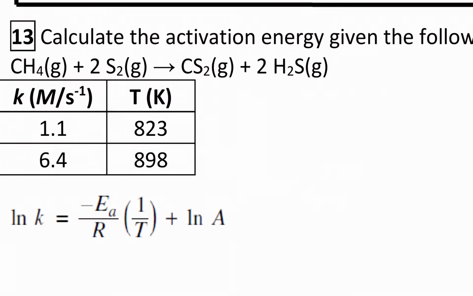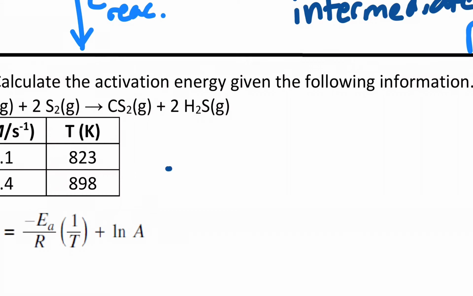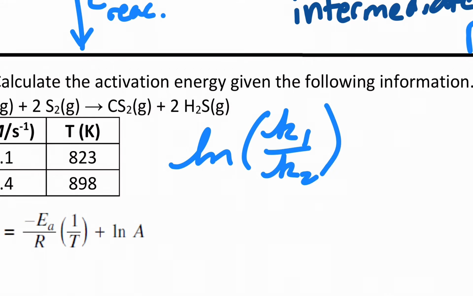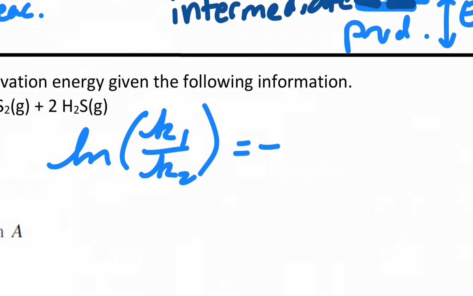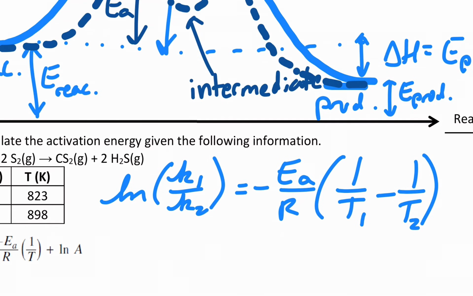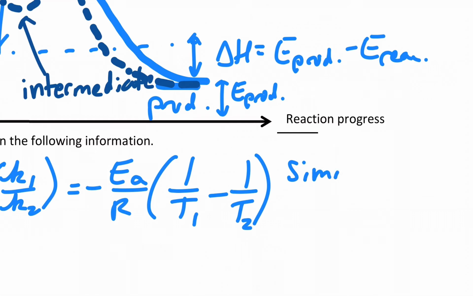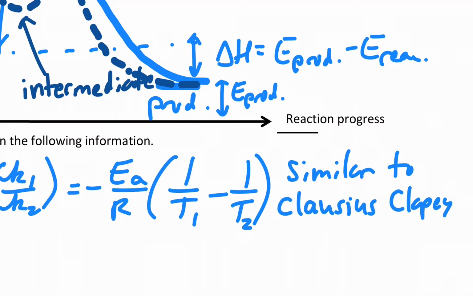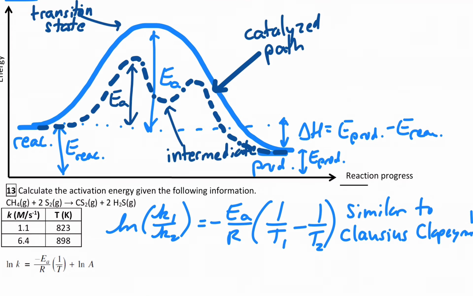What's this Arrhenius constant right here? Well, I'm actually going to get rid of it by showing you a different version of this expression that shows the natural log of the ratio of the rate constants, k1 over k2. Two different rate constants at two different temperatures will be equal to the negative of the activation energy over R times the difference in the inverse absolute temperatures, 1 over T1 minus 1 over T2. This is similar to the Clausius-Clapeyron equation, which we saw in the gases unit. You may not remember it, but it's a very common Arrhenius relationship.